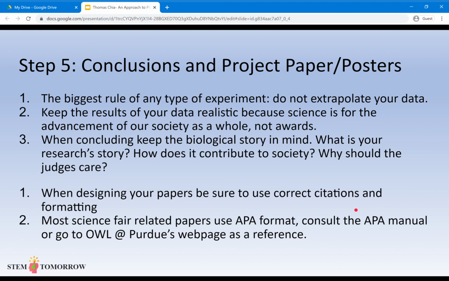If you have writing help, go to your school's writing center, or STEM for Tomorrow also provides help.